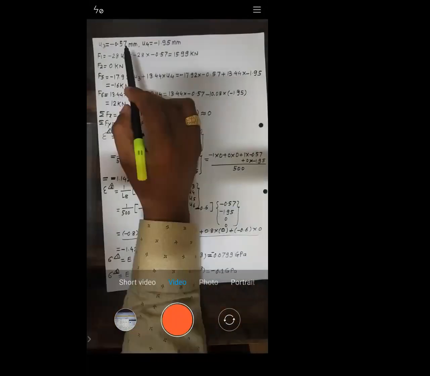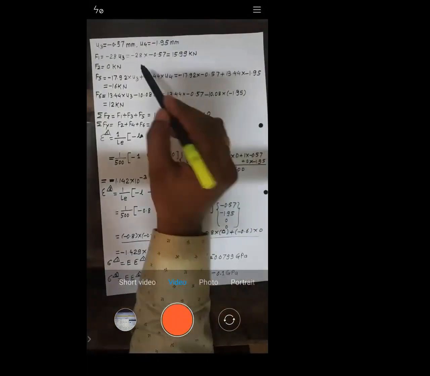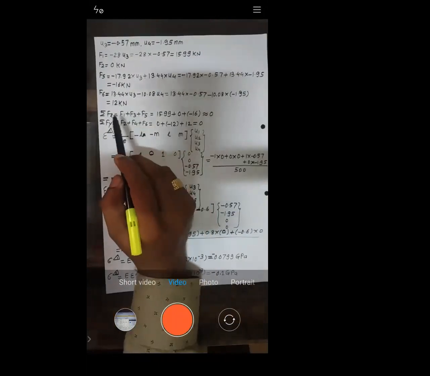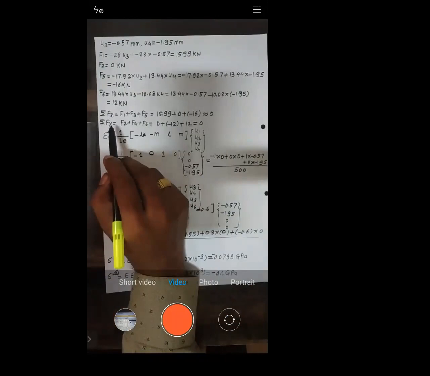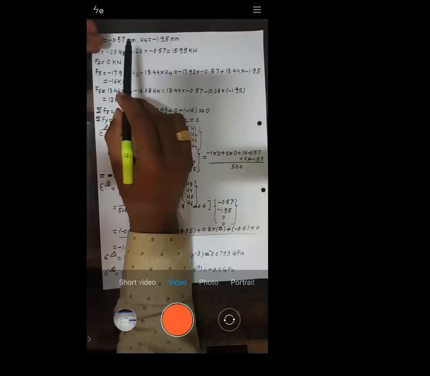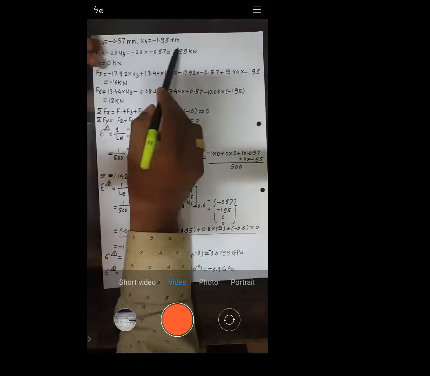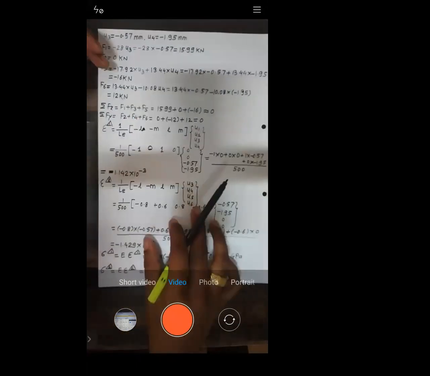After that, we calculated the reactions, and just for validation, we calculated the summation of forces in X and the summation of forces in Y. It is coming to 0. That means the values of displacement that we have are right. Then we calculated the strain, and when you multiply strain by E, it will give you the value of stress.